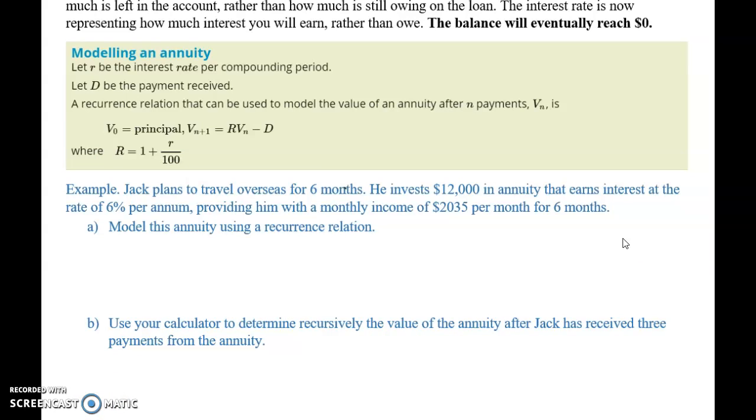Okay, let's have a look at Jack. Now, Jack wants to go overseas for 6 months. He's got $12,000 in an annuity, so it tells us that it's an annuity that earns an interest rate of 6% per annum, providing him with a monthly income of $2,035 per month for 6 months. Model this annuity using a recurrence relationship. So straight away, we know our principal. So V0 equals $12,000.